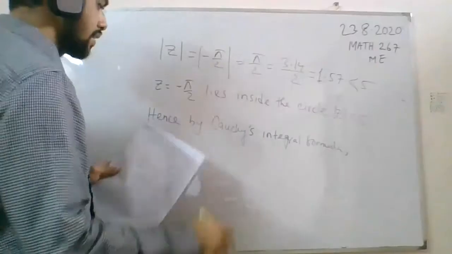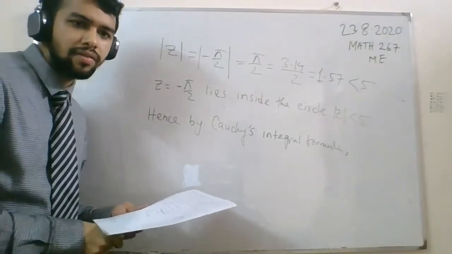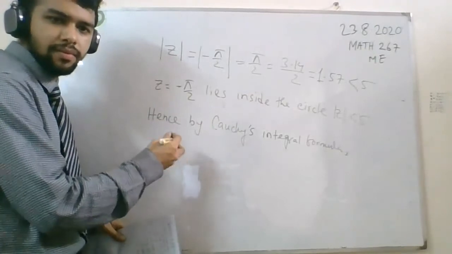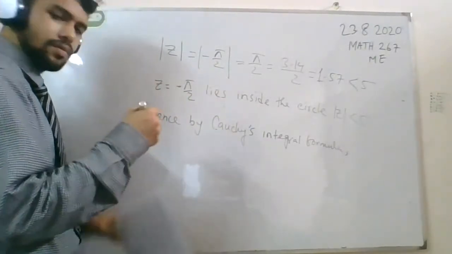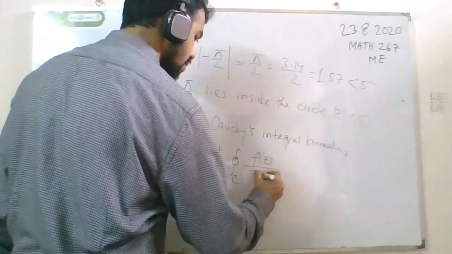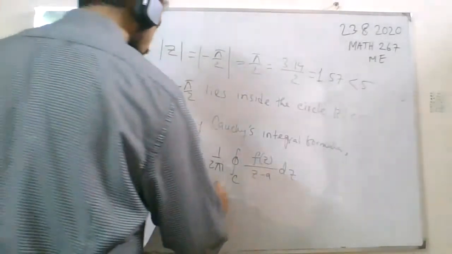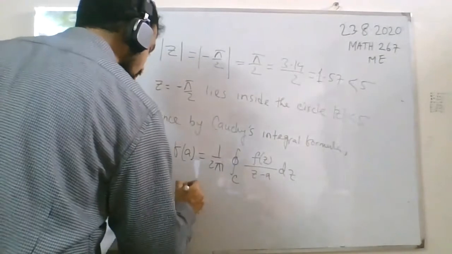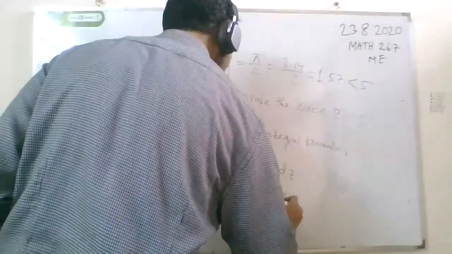So here, the Cauchy integral formula. Please tell me someone, what is the Cauchy integral formula? Function of a equals 1 by 2 pi i, integral of function of z by z minus a dz. Yes, thank you. So as you can say, it is f of a. Also you can write the integral of f of z by z minus a dz equals 2 pi i f of a.